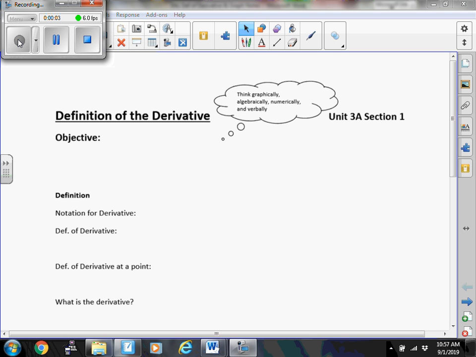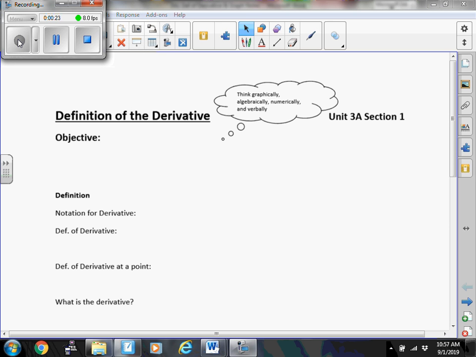Well, we're going to start section 3, unit 3A, section 1. We're going to do two things. One is primarily the definition of derivative. We've done this before. This is a repeat of what we did in unit 2. And the second thing we're going to do is look at the graphs of derivatives.